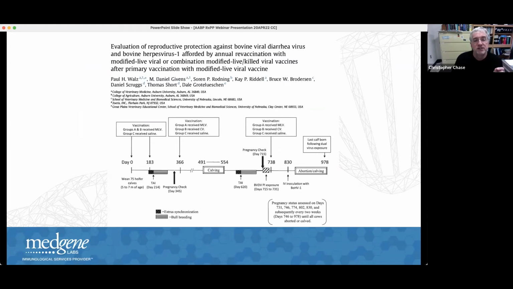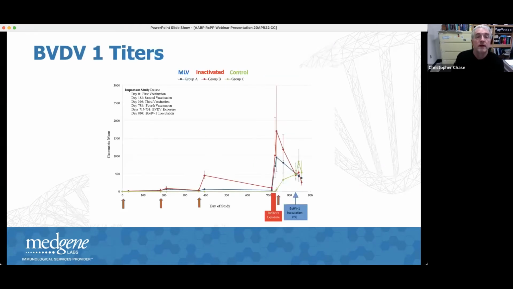In this particular study, 2 doses of modified live vaccine were given to all the animals. Then a 3rd dose of vaccine was given, where they got either a modified live vaccine or a killed vaccine. So all the animals got 2 doses of modified live, and then they got either modified live or a killed vaccine. Then we're going to look at the antibody response to BVD type 1. What you can see with each of the arrows is where the original vaccine was given: the modified live vaccine at the first 2 arrows on the left.